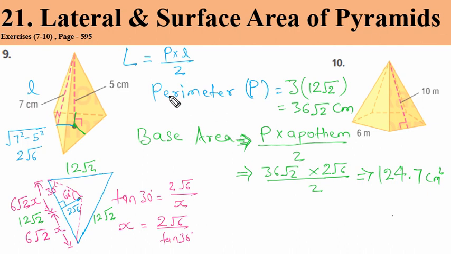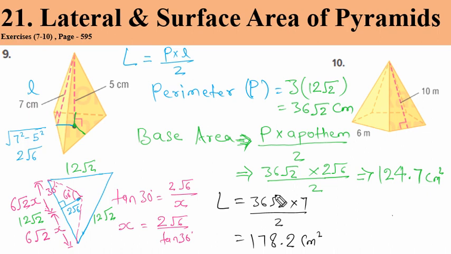So lateral area, just substitute the value. Capital L is equal to perimeter 36 square root 2 multiplied by slant height 7 divided by 2, right? Now solve this. So 36 root 2 multiplied by 7 divided by 2, and we are getting 178.19. So I'm writing to the nearest tenth place, 178.2 centimeter squared. This is your lateral area.